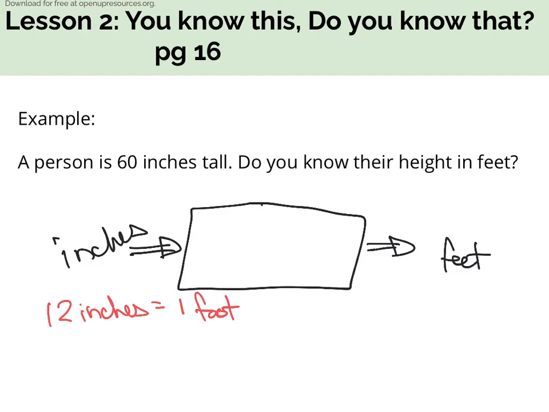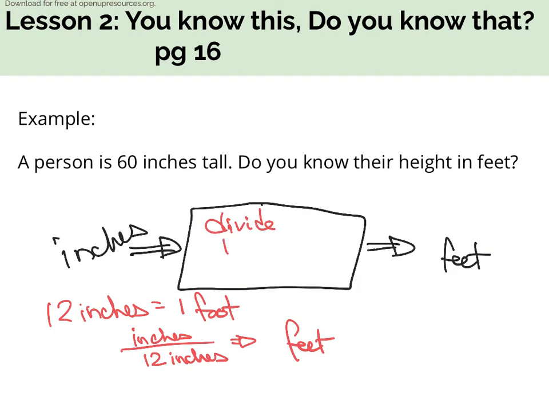We are going to take our input, our inches, and we're going to divide it by 12, right, to make it the amount of feet. So this is going to be divide by 12. If our input is 60 inches, we take that and divide it by 12. So then 60 inches is 5 feet.